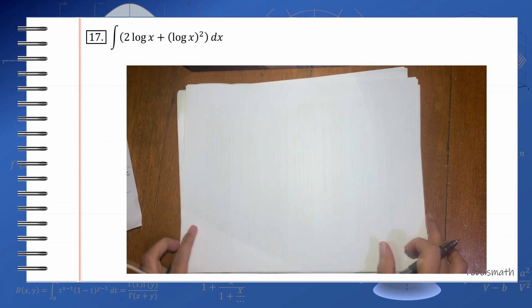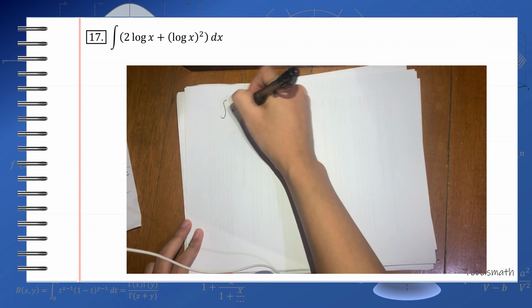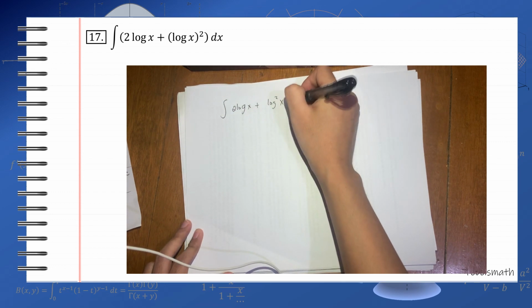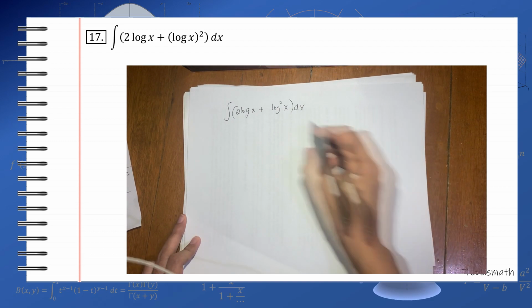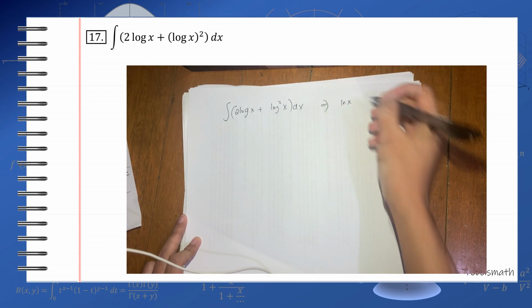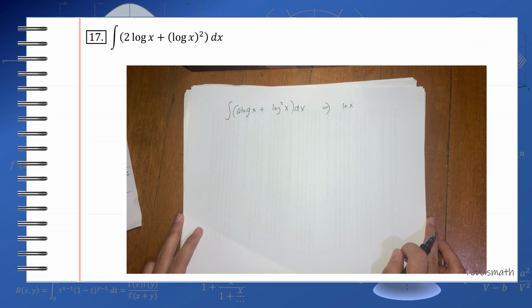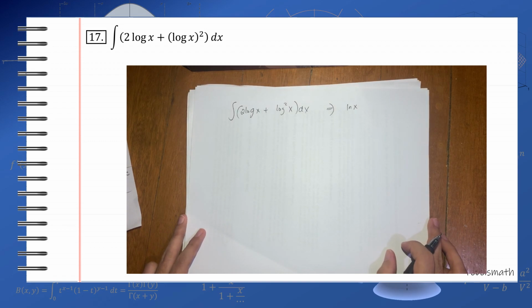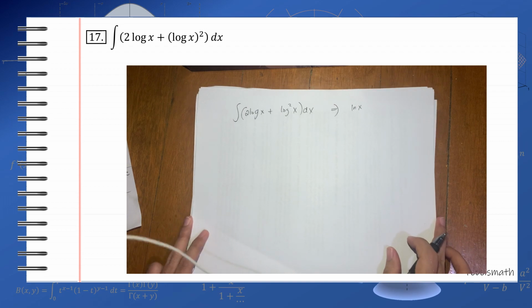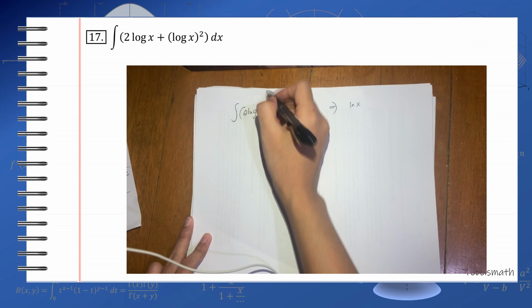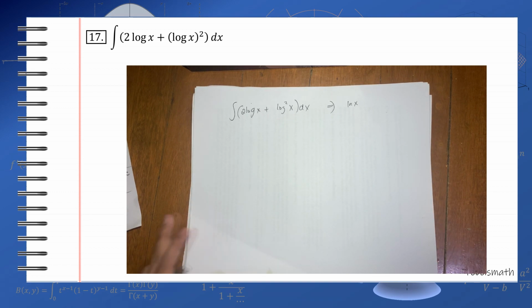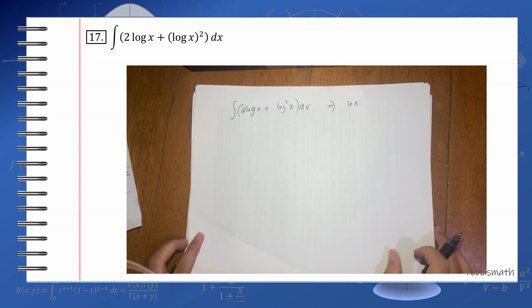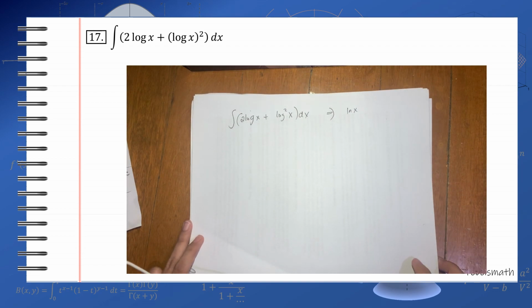Anyway, next, second to the last, item number 17, integral of 2 log x plus log squared x dx. Again, as I mentioned in my previous video, this log x is just ln x if you're more comfortable with that. For this one, you might be tempted to evaluate these two integrals separately, but I won't. This is from MIT, so I'm assuming there's something good about this integrand.